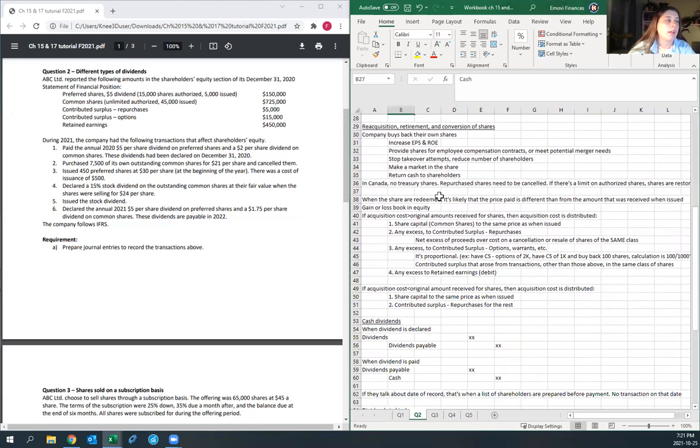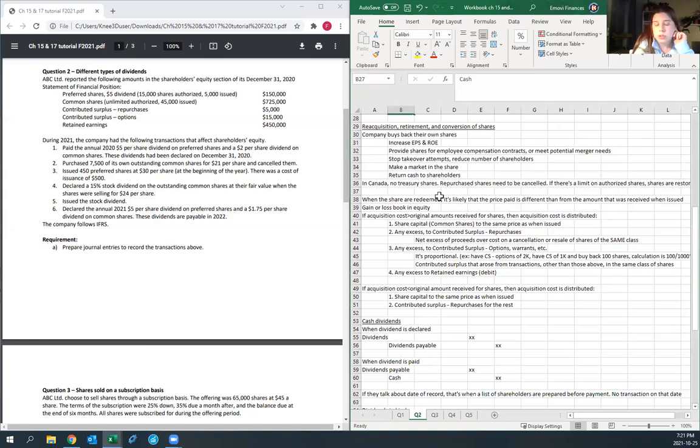When companies buy back their own shares, they can do that because they want to increase their earnings per share or return on equity. They may have an employee benefit plan with issuance of shares. There can be many reasons why they're doing that.